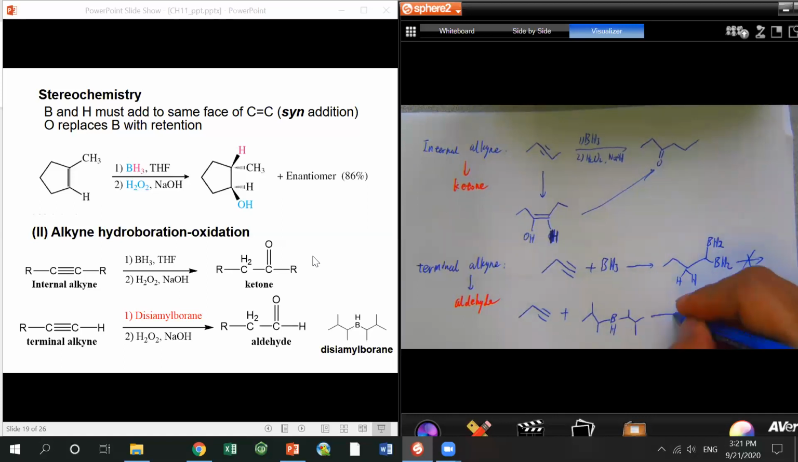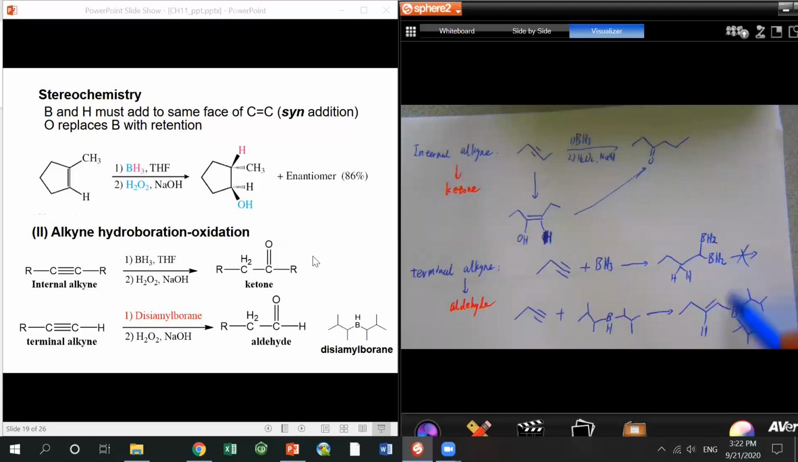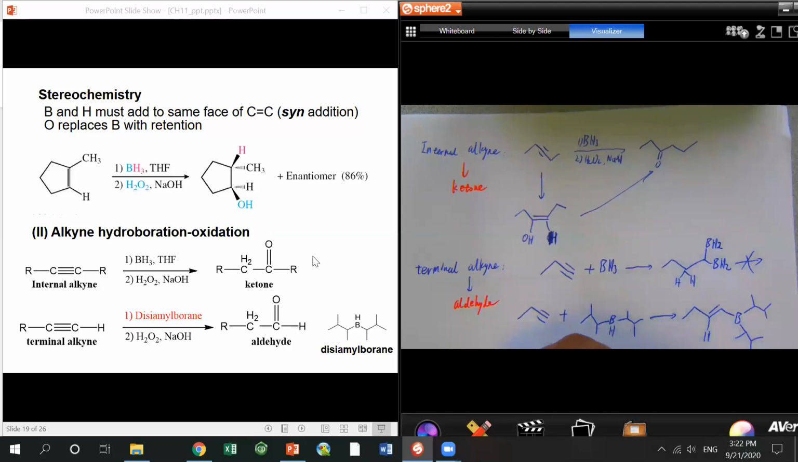In this case, when you do the addition reaction, you can only add one boron on it. So pretty much hydrogen and then B, something like this. Because this one is too bulky, you cannot add a second disiamylborane reagent. So the reaction can stop here, and then you apply the oxidation reaction conditions.